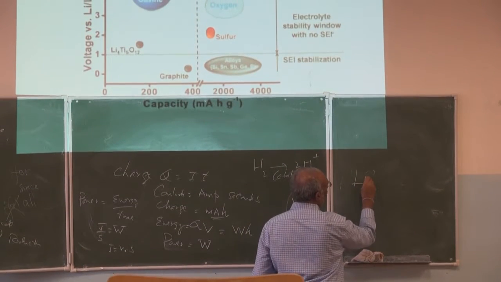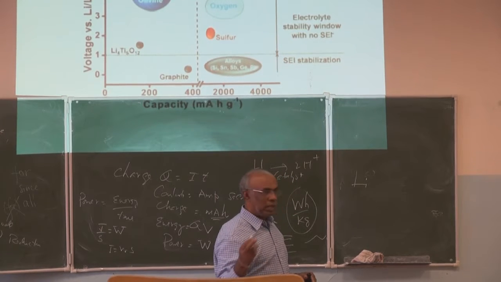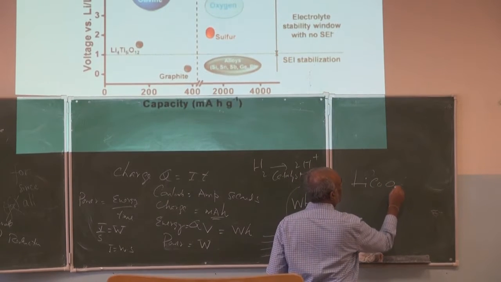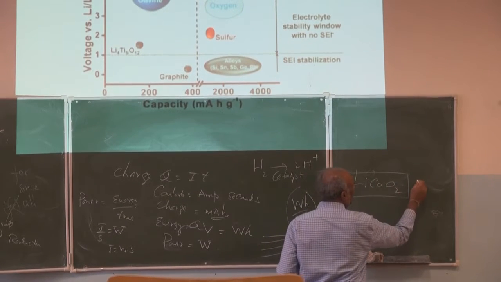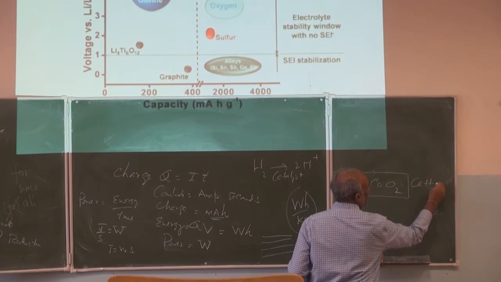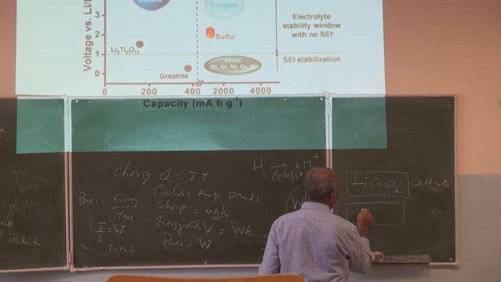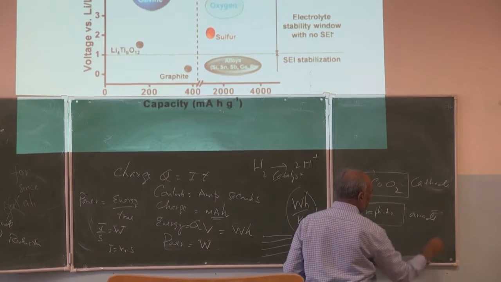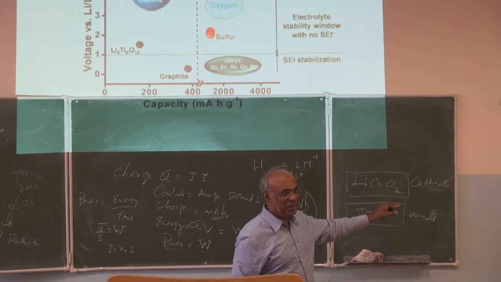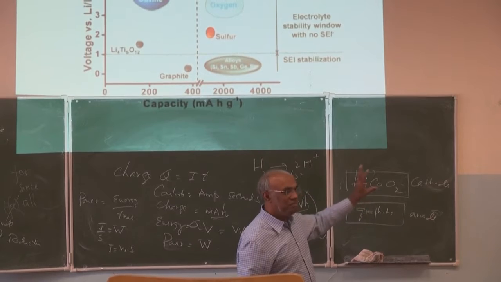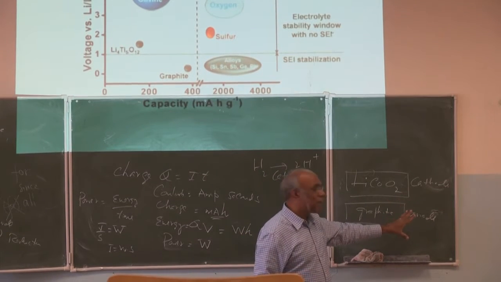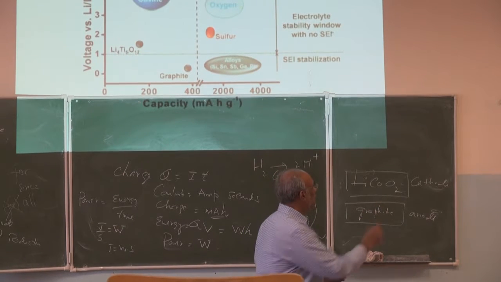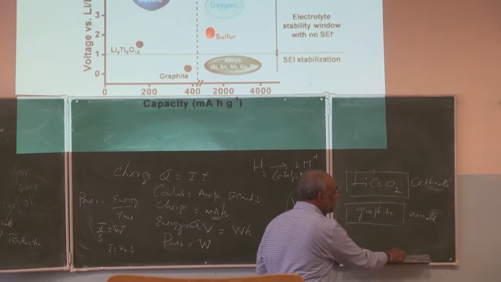When Sony made their first lithium-ion battery in 1990, I think, they used lithium cobalt oxide. This was their cathode. Graphite was their anode. So still people use these electrodes, even if it is low capacity, because they are very good. You can cycle. So there are some modifications, but this one they have improved a lot.